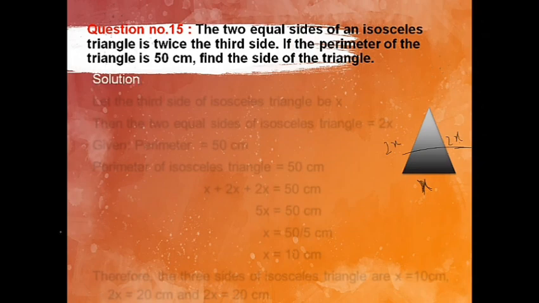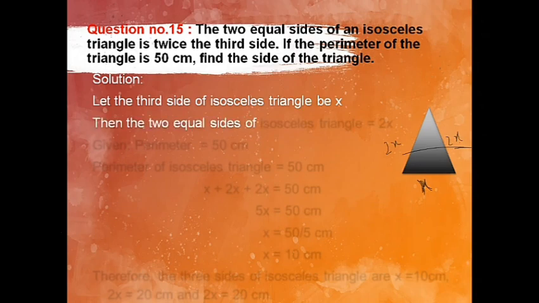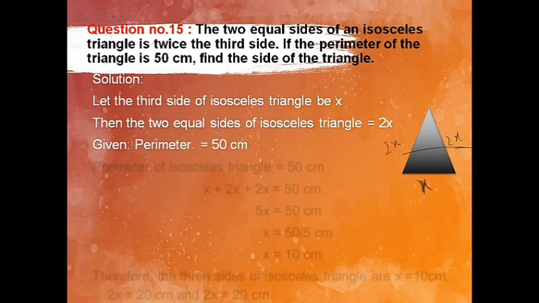So according to the question, we will write the solution, that is, let the third side of the isosceles triangle be x. Then the two equal sides of the isosceles triangle equal 2x, as given in the question. What is given here? The perimeter of the isosceles triangle is 50 centimeter, and we have to find the sides of the triangle. Here it means we have to find the value of x, then the value of 2x. These are the sides of the triangle.